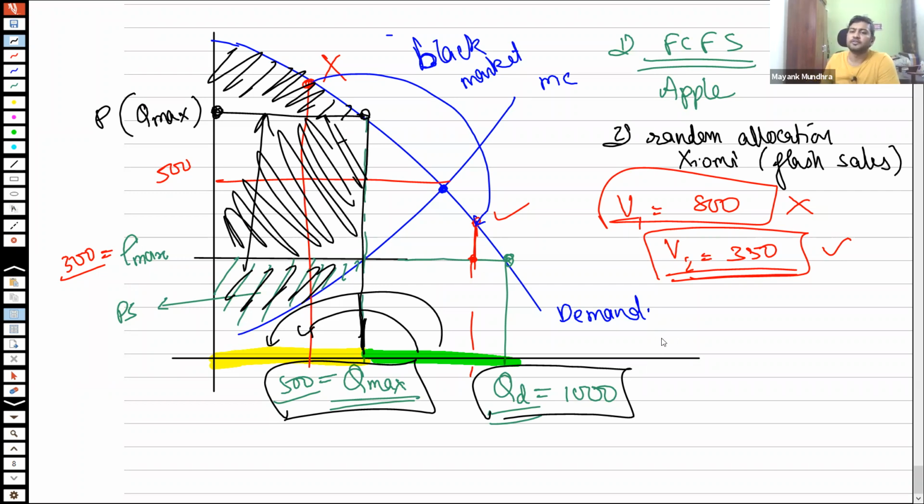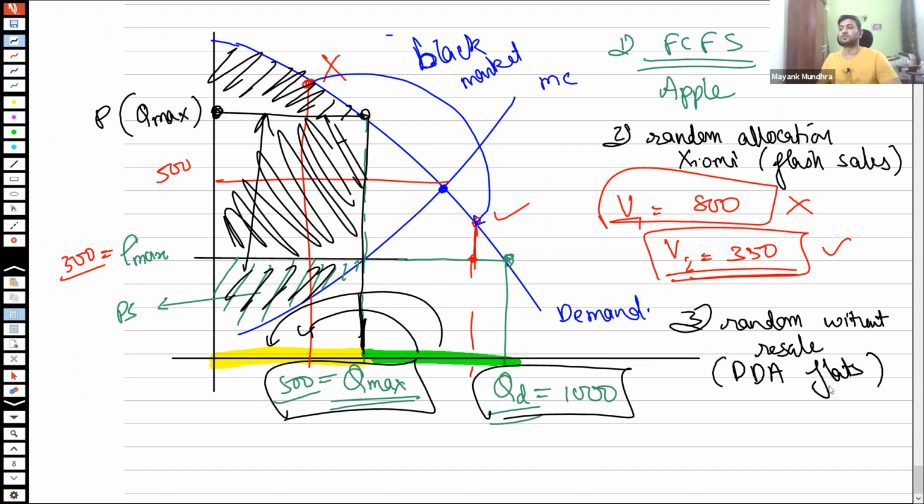The third kind of case is random allocation without resale option. You cannot resell. An example for this is DDA flats. You can apply for DDA flats, but there's this condition that you cannot sell it for 10 years at least. So with DDA flats, the idea is providing affordable housing.